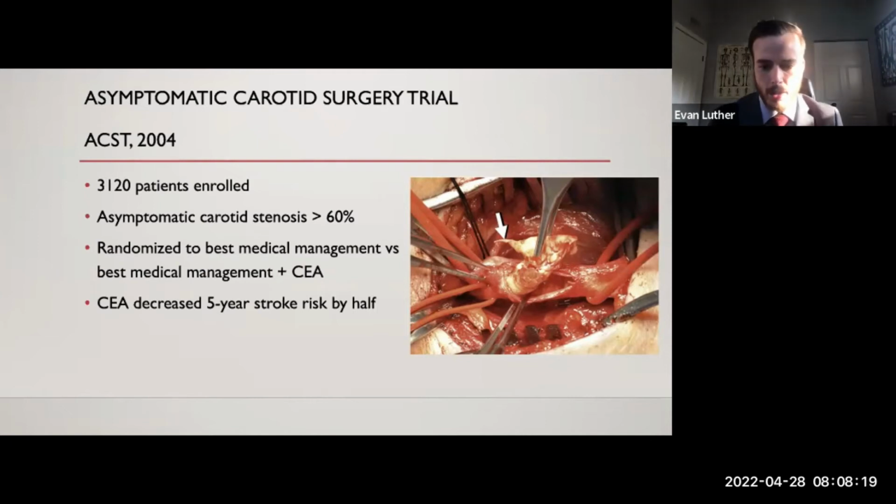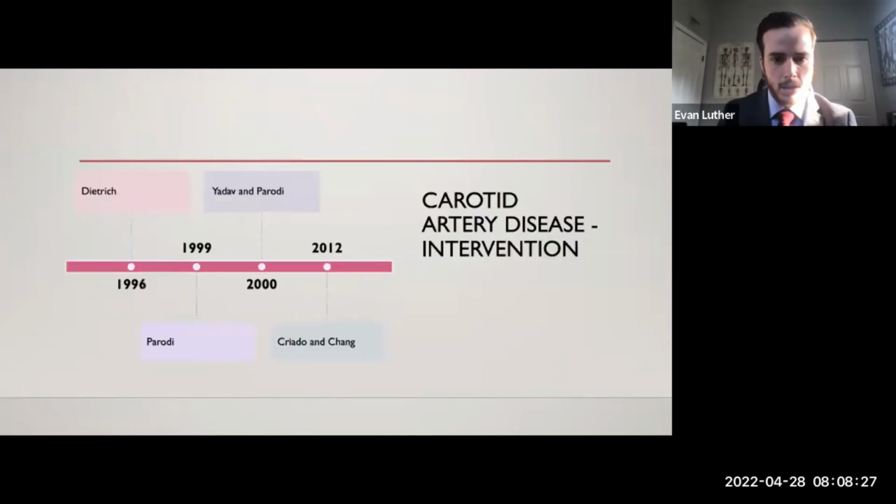All these previous trials were really just discussing surgical intervention with endarterectomy. That's because, as you can see on this timeline, carotid artery stenting really didn't come around until the early 90s. Dr. Dietrich, a cardiovascular surgeon, was the first to describe carotid artery stenting as an alternative to endarterectomy. But even he found that perioperative stroke and TIA risk was way too high to recommend widespread use. He quoted about 10% for a carotid artery stent.